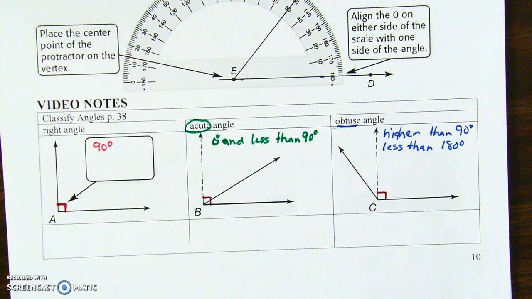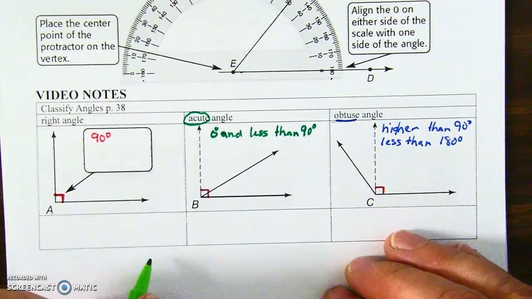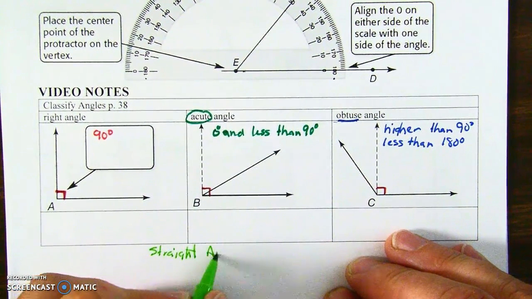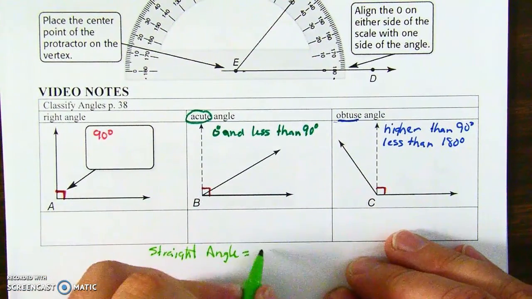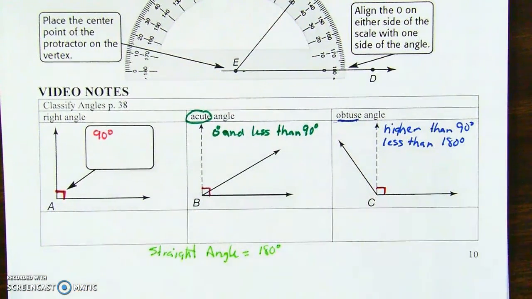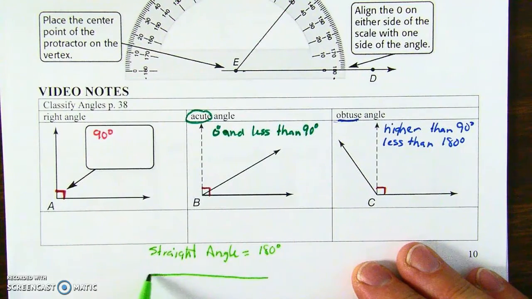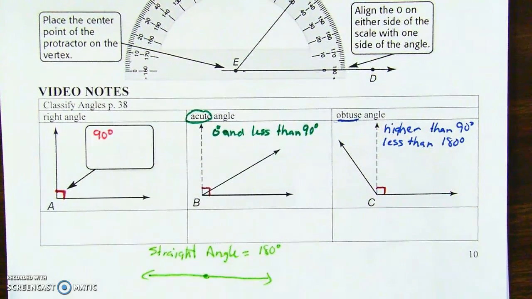Now, the other one that I mentioned earlier, and it's not written in there, but you can put it at the bottom of your paper, is called a straight angle. We mentioned that before, but we're going to talk about it again. It equals 180 degrees, okay? That means an angle that looks something like this. And there's no right angle in that one.